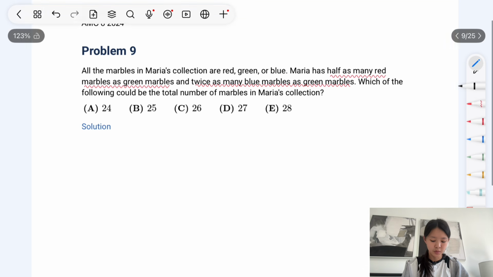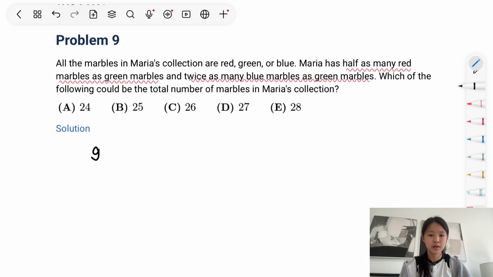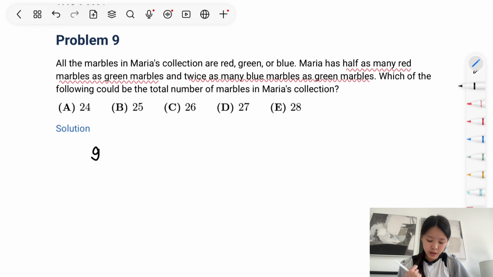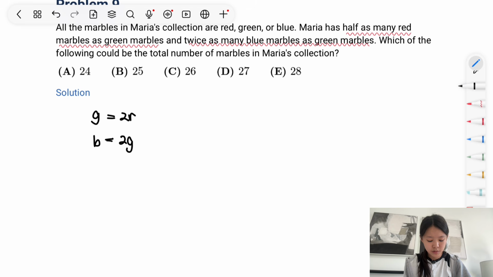So we can set some variables first. Be careful here of the wording of what they're saying, but first let's see green and red. Maria has half as many red marbles as green marbles, which means Maria has fewer red marbles, right? So that means that green equals 2R. And next is blue. She has twice as many blue marbles as green marbles, so B equals 2G, which if we bring in the red, we get 4R.